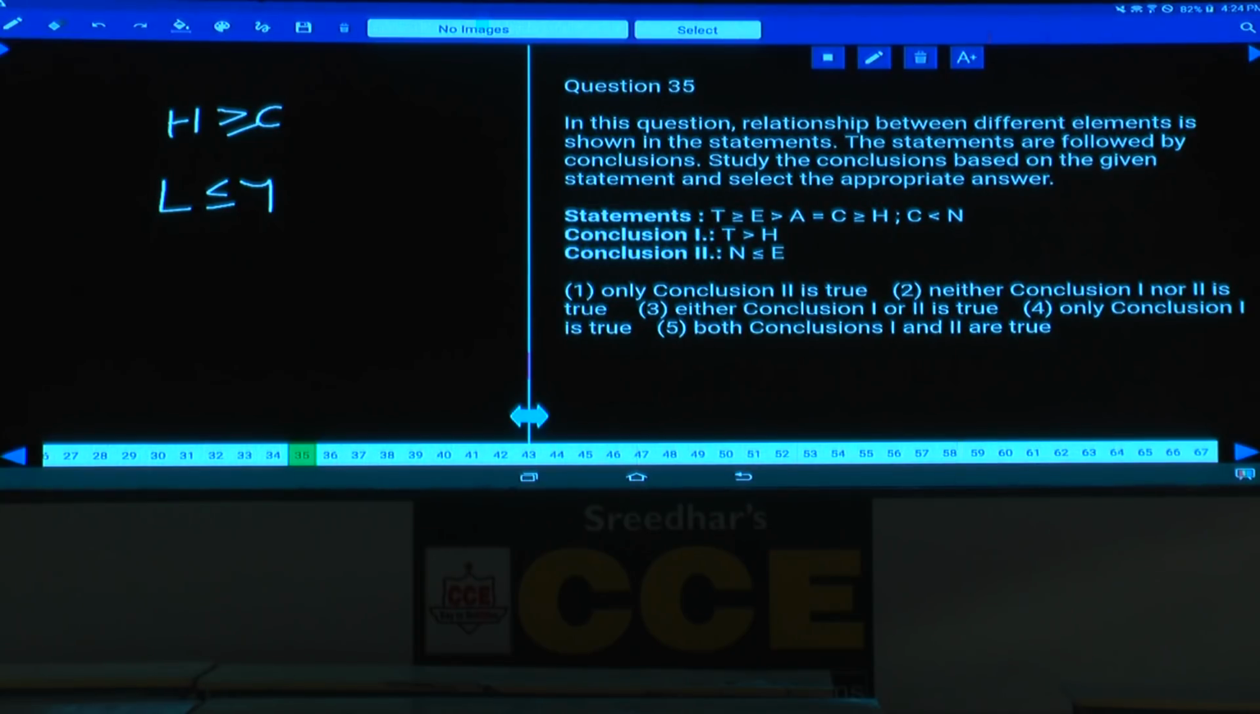Then question number 35. The relation between T and H. T is here and H is here. Between these two, tell me which symbol is common. Only greater than is common. Hence, T greater than H definitely true.